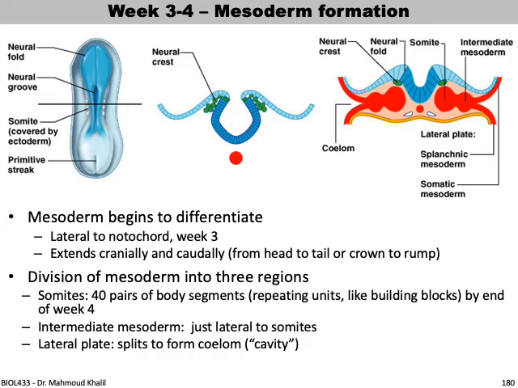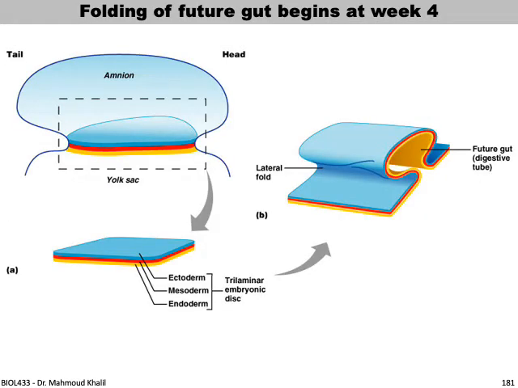splanchnic and somatic mesoderm, enclosing a cavity which will form the future coelom. So you can see here how the mesoderm is differentiated. You can see here that the folding of the future gut begins at week 4. You can see the embryonic disc, which consists of 3 layers, the upper ectoderm, the lower endoderm and the middle mesoderm. This sheet of cells, the trilaminar embryonic disc, started to fold to form the future gut, the digestive tube.